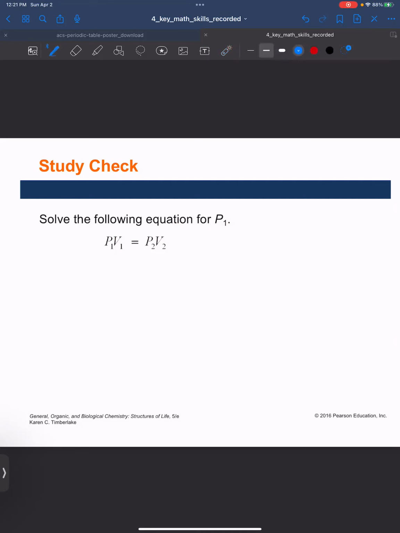So in order to do that, what would I need to do? Good. Hopefully you said divide both sides by V1. So that V1 cancels out on the left here, and you get P1 is equal to P2 V2 over V1.